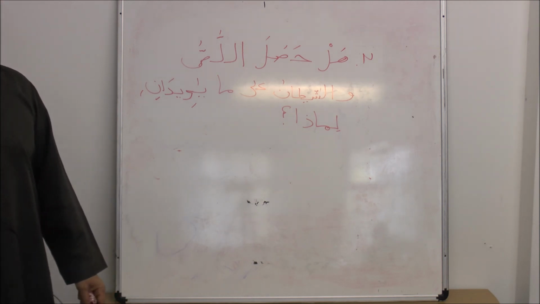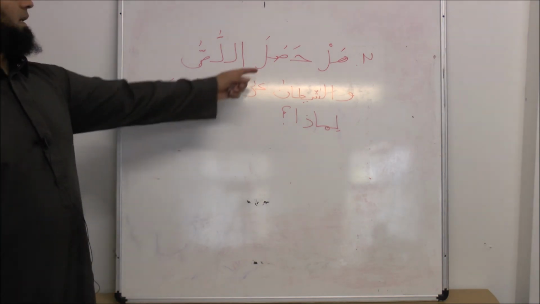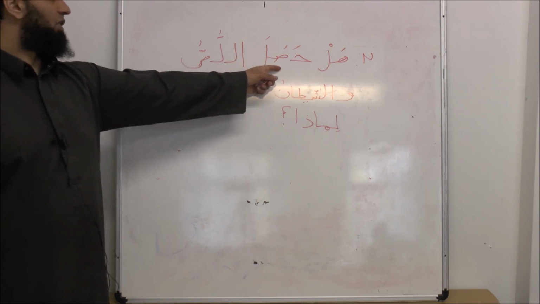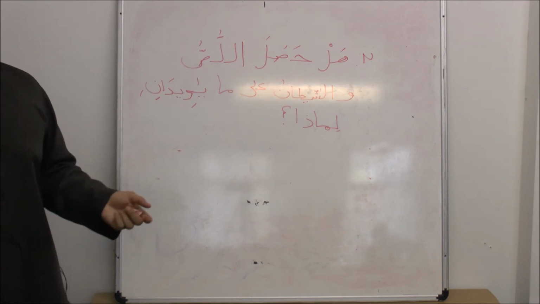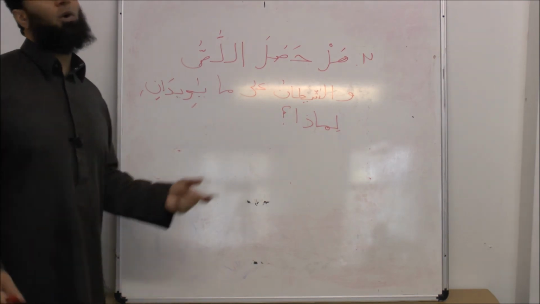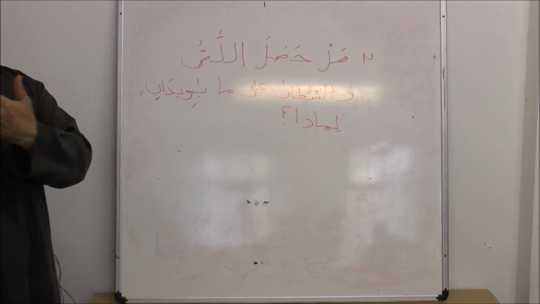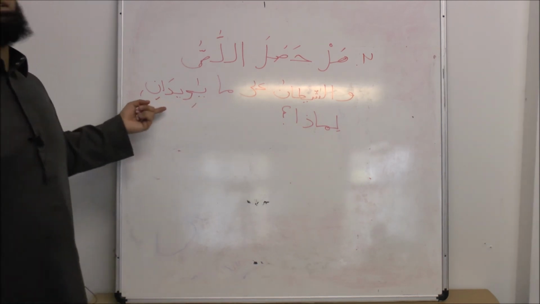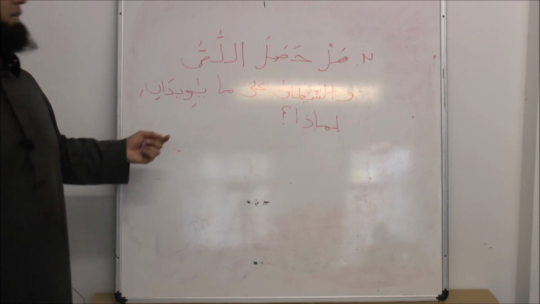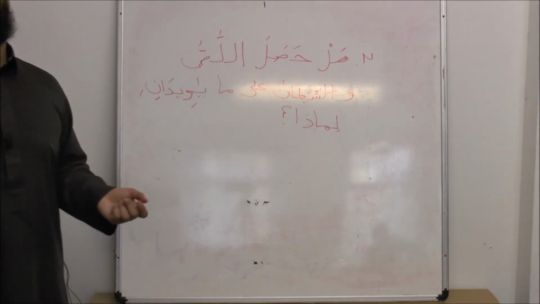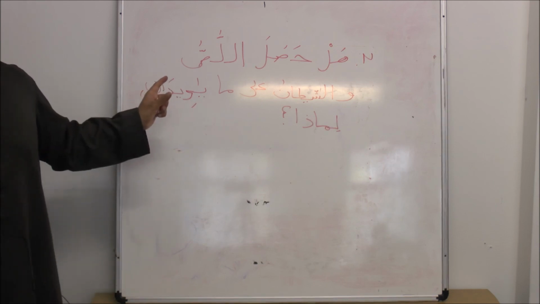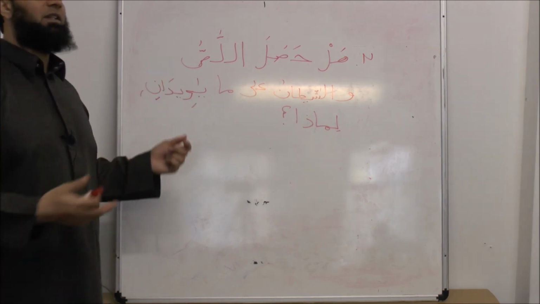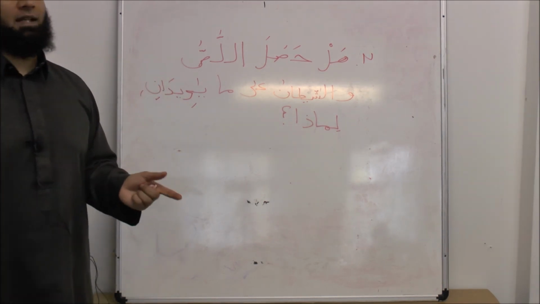I still don't understand the question. Hal hasala al-lasu wa shaytan, the lasu and the shaytan, acquire or obtain? Or here it also means fulfill or do. Ala ma yuridani, what they wanted. Limadha, why? You understand? Okay. You have to read this question a few times before it makes sense.